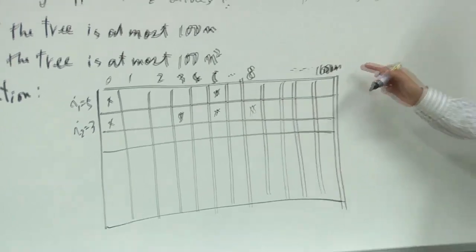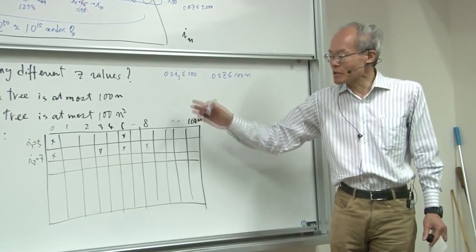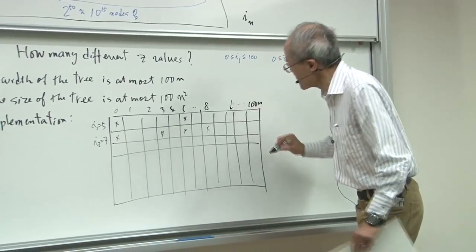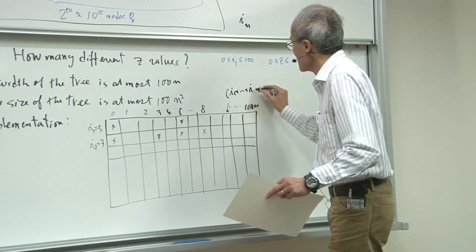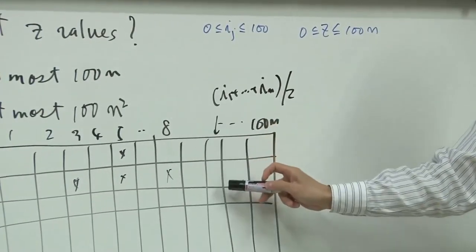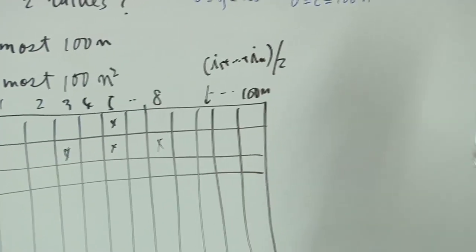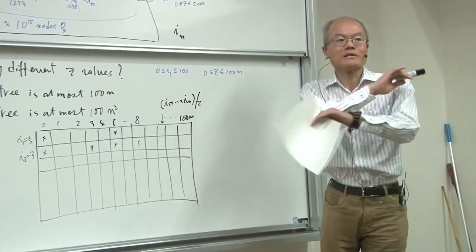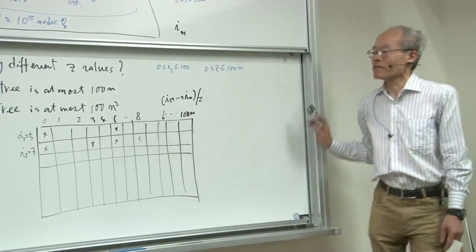The table size is n by 100n, exactly 100n squared. After completing this table, you look at the column that is one half of the total sum. If there is a mark, then you have a correct division, a correct partition. If there is no mark, then the answer is no. So this is a standard explanation of a DP.